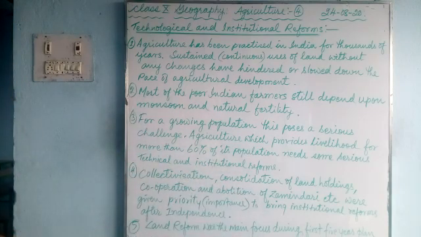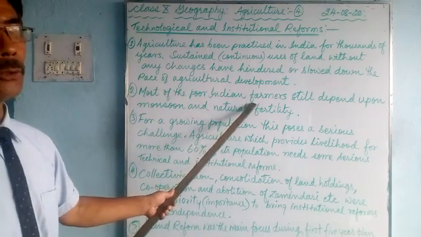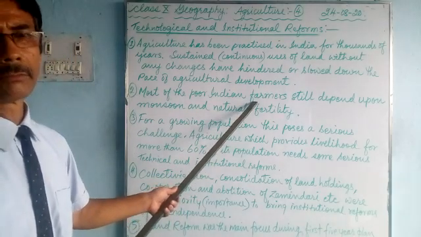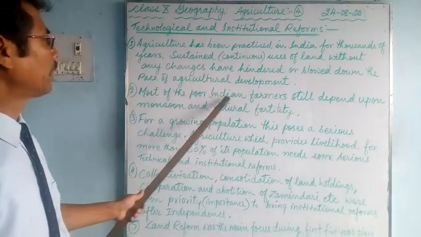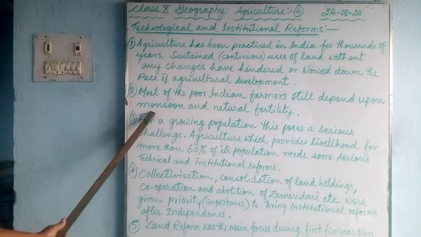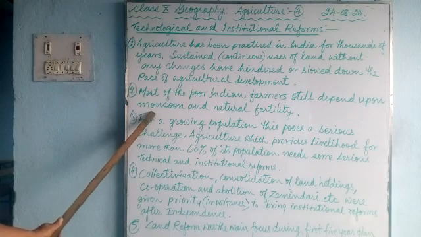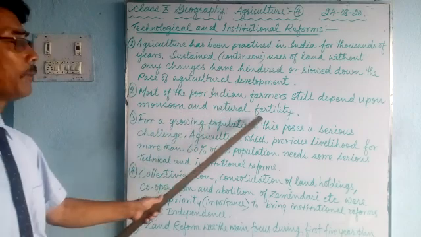People used to follow the same old methods. Most of the poor Indian farmers, you can see that most of the farmers in India are poor. They have small plots of land, small land holdings. Most of them still depend upon monsoon rain. Why? Because they have no money to irrigate their field. To irrigate, they need extra money, and they are so poor they cannot afford it. So they still depend upon monsoon rain and natural fertility.